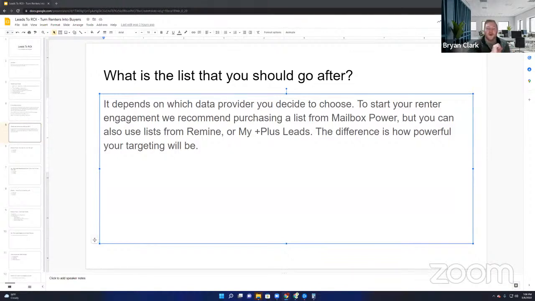number one, we can go and use the Mailbox Power list to generate business for today. We can use Remine and MyPlusLeads to continue to fill those buckets so that we can get our business for tomorrow. Because again, when it comes to selling more houses, we have to consistently fill that pipeline. We have to consistently nurture and work that pipeline so that we can convert those leads into buyers or sellers.